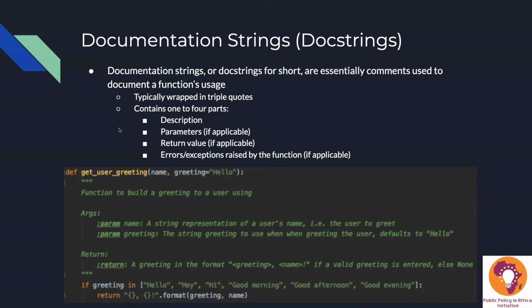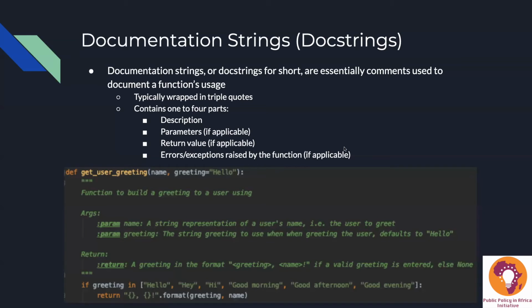And it contains one to four parts. It'll always contain a description. You should always at least have a description in your docstrings. If your function has parameters, you want to include those parameters in your docstring as well. Same goes for a return value. If your function produces a return value, you want to include that in your docstring. And then errors or exceptions raised by the function, if applicable.